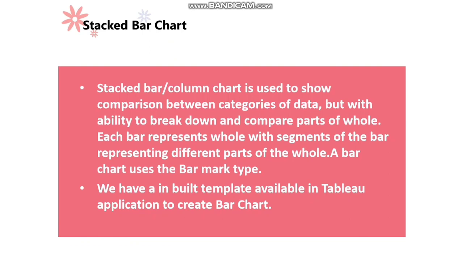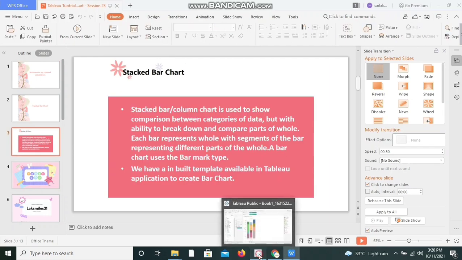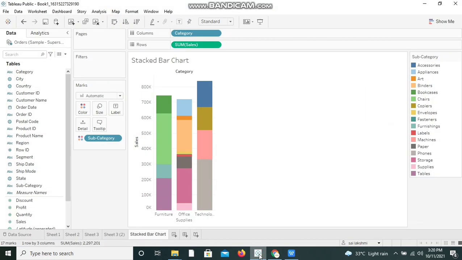Let me open Tableau application to show you how a stacked bar chart look like and how it can be created. I'm opening the Tableau application. I have already created a stacked bar chart. As you can see, in each and every bar we have multiple categories, and each and every color denotes different subcategories of whole category.